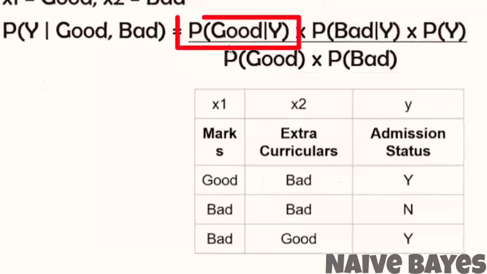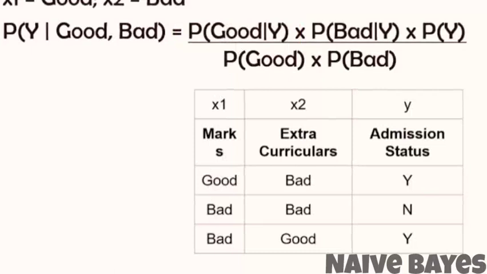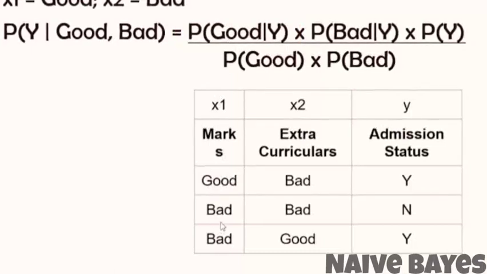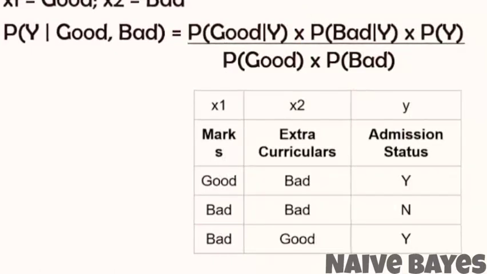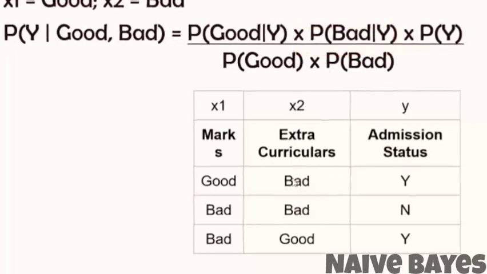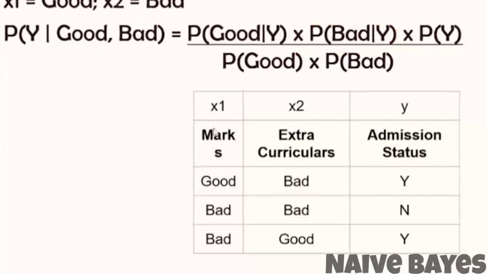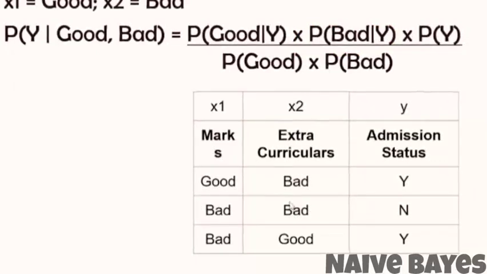So this good is for x1. Okay, so you need to check with respect to x1, right? So for x1 good, what you need to check, bad is the negative impact. And here, probability of x2 being bad means we are taking the probability of bad over here, in the extracurriculars. So remember, this good belongs to x1, which is marks, and this bad belongs to this one, and the same goes for this denominator also.